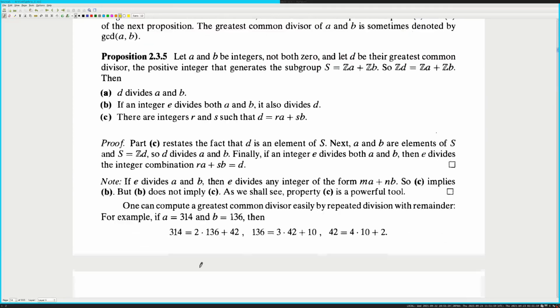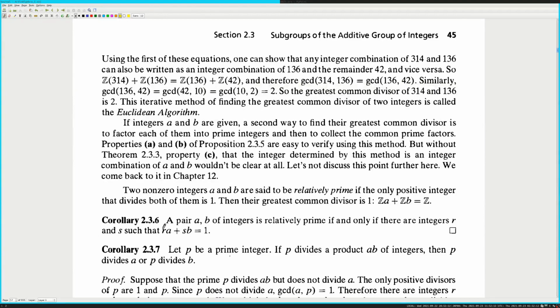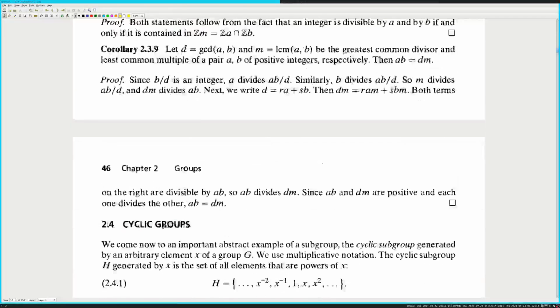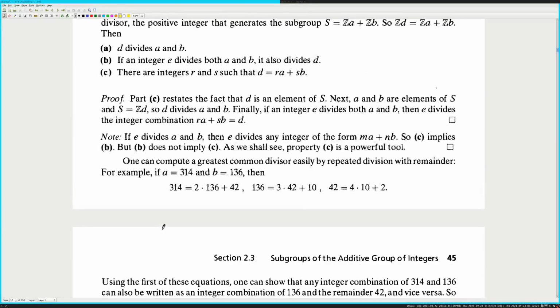Well, it probably does, but one can compute the greatest common divisor easily by repeated division with remainder. Yeah, go watch my video on the Euclidean algorithm. Okay, do I really want to read this? Or just stay? Okay, fine. One can compute a GCD easily by repeated division with remainder. For example, if A is 314 and B is 136, then 314 is 2 times 136 plus 42. 136 is 3 times 42 plus 10. 42 is 4 times 10 plus 2. And 10 is equal to 2 times 5.